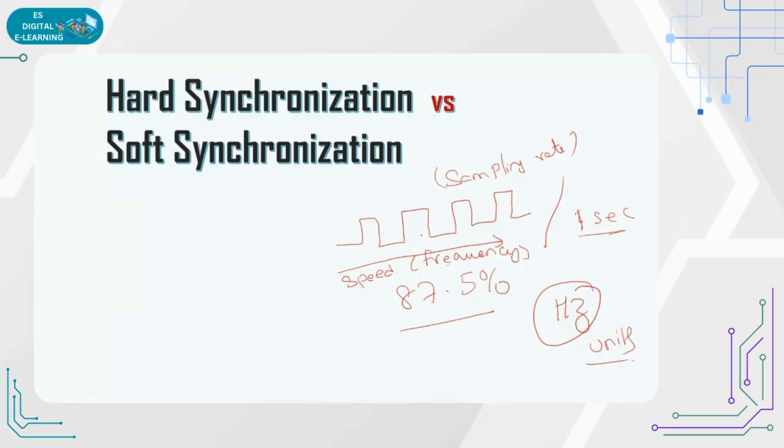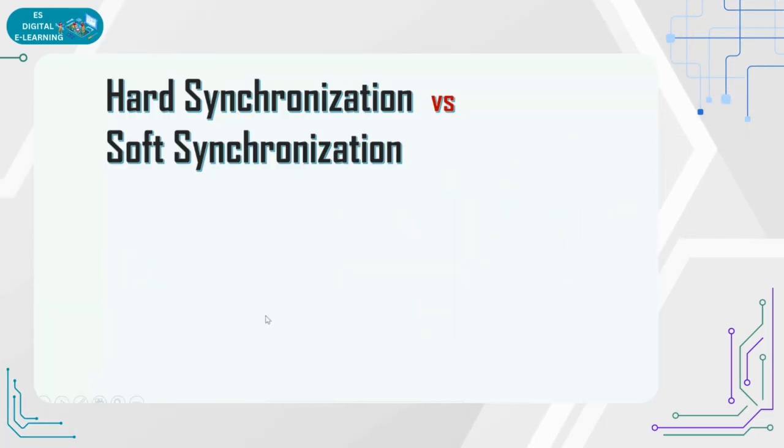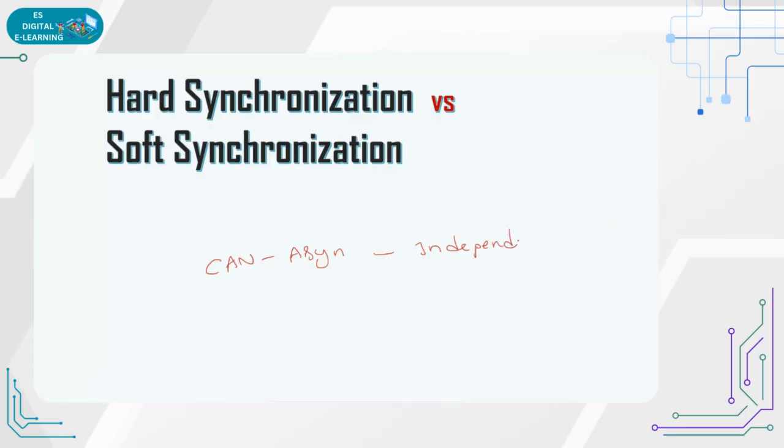Now whenever you are transferring data, it should always sync with the clock, because each and every node has its own clock independently. CAN is an asynchronous protocol, as we know, independent of the clock. Consider ECU1 connected to the bus. This is a CAN bus.